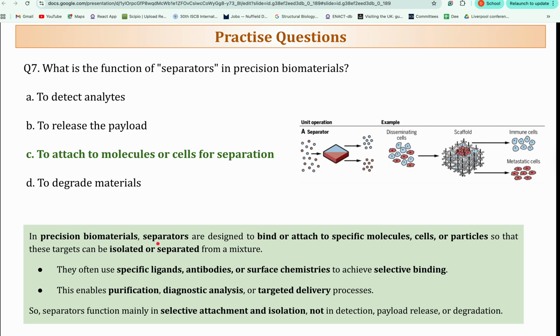In precision biomaterials, separators are designed to bind or attach to specific molecules, cells or particles so that these targets can be isolated or separated from a mixture. They often use specific ligands, antibodies or surface chemistries to achieve selective binding. This enables purification, diagnostic analysis and targeted delivery processes. So separators function mainly in selective attachment and isolation, and they do not have any role in detection, payload release or degradation.